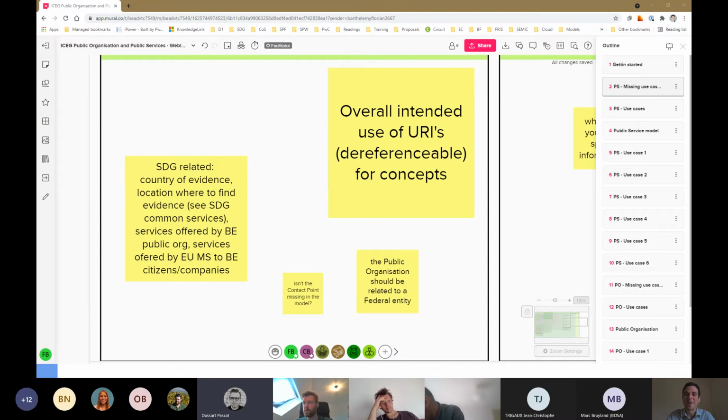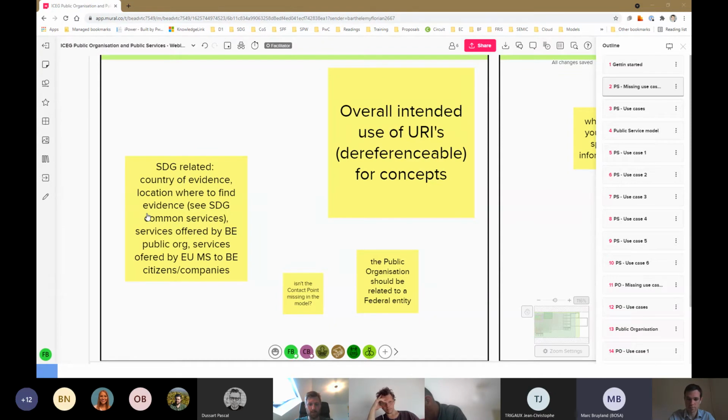Yes, okay. And then how would you define it? You mentioned the country of evidence, so we'll look into it and check whether we can start including some elements or think about this perspective. Well, the country of evidence: if you're going to offer as a Belgian government institution a service to other European citizens, you will need evidence from these European citizens, but this evidence will come from abroad. Yep. They will come from other countries.